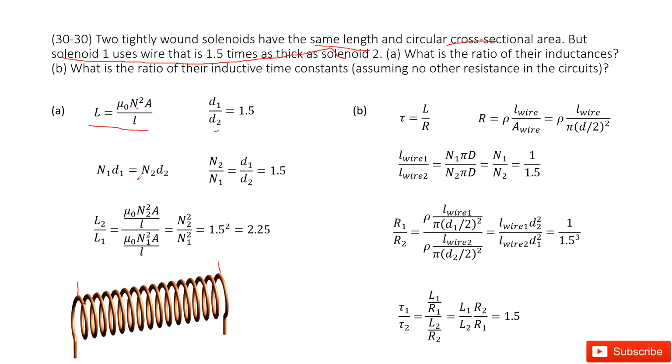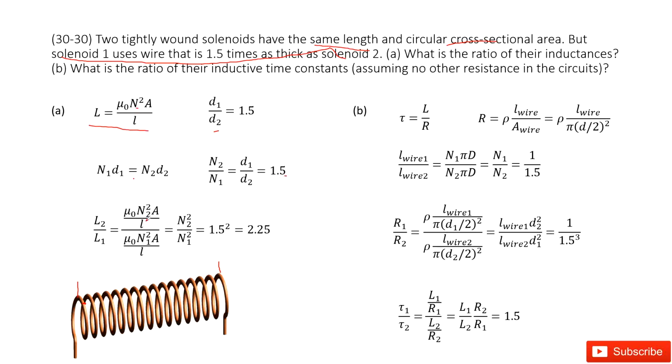So for solenoid 1, the length is N1 times D1, and for solenoid 2, the length is N2 times D2, right? These two should be equal. It tells us these two solenoids have the same length. So in this case, we can write down N2 over N1 equals D1 over D2 equals 1.5. Now, the problem is solved.